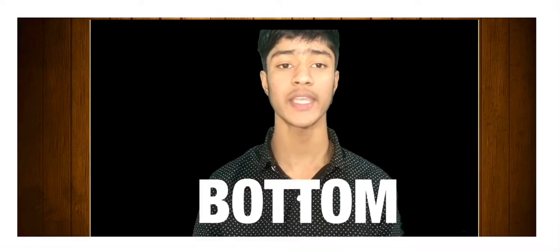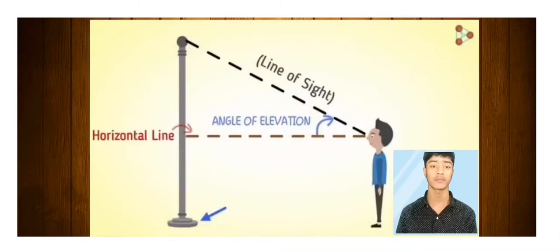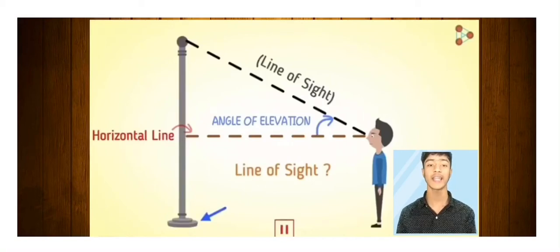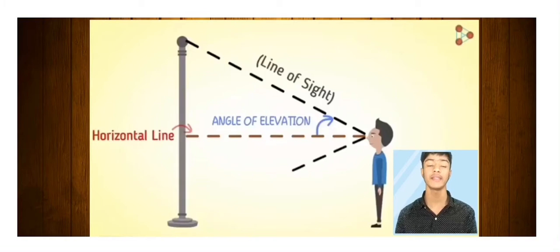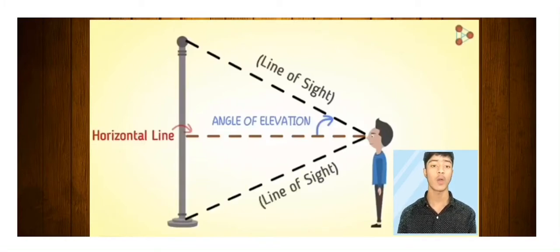Now, what would be the case if the person is looking at the bottom? Take your time. So this line will be the line of sight in this case. And now, this line of sight will also form an angle with the horizontal line. This angle is known as the angle of depression.